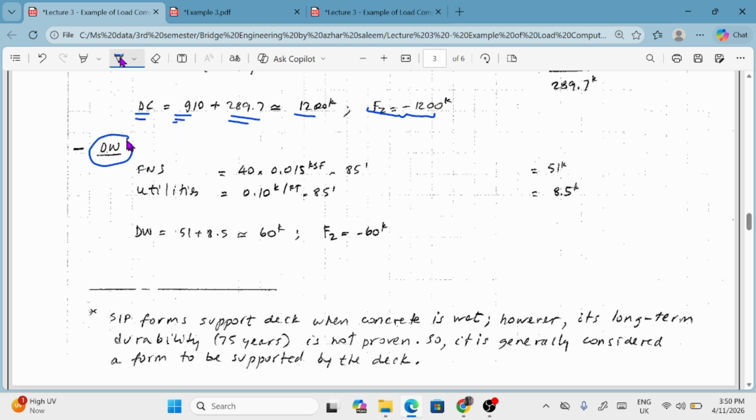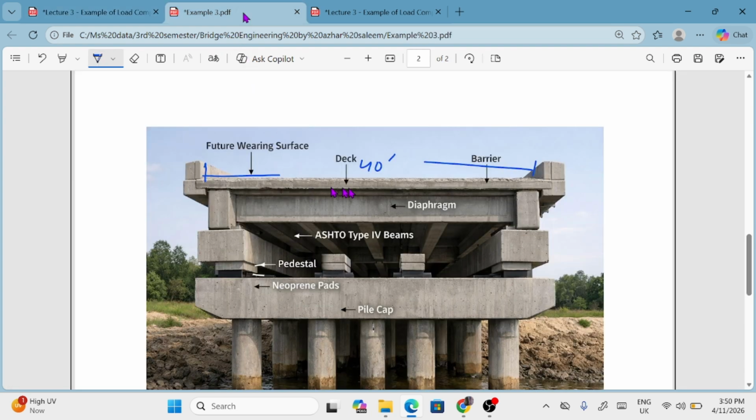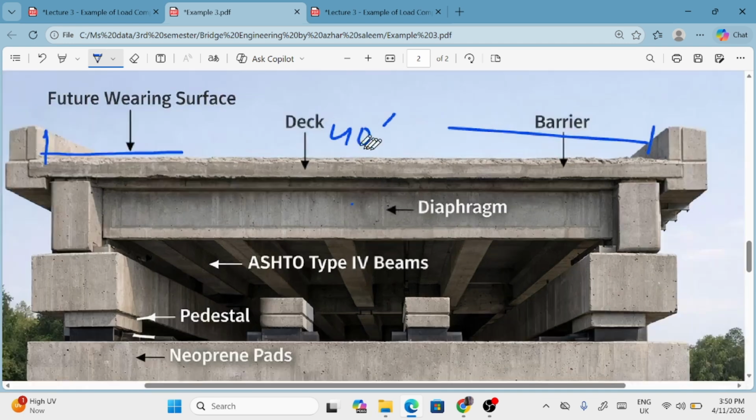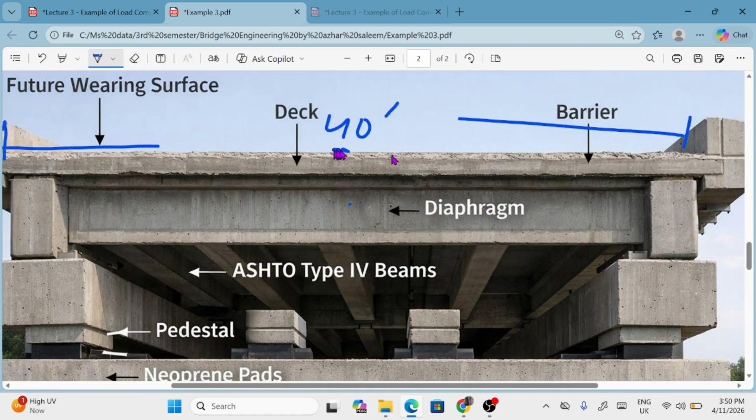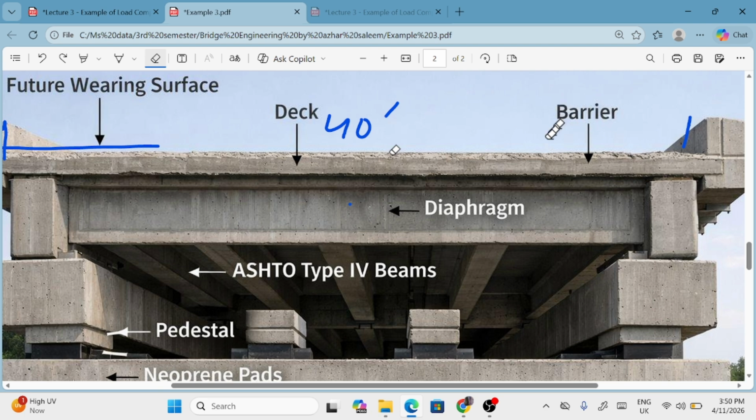There are two types of wearing loads. The first is the future wearing surface, which you see here. If I zoom in, this is my future wearing surface, which will wear out in the future and be reconstructed. Only this lesser load.